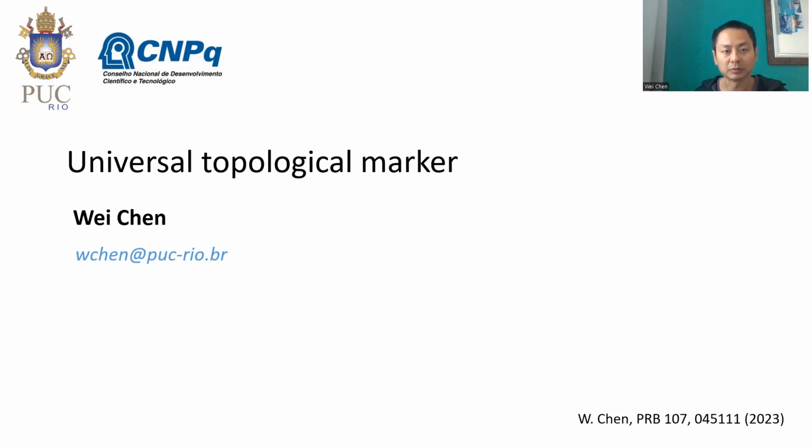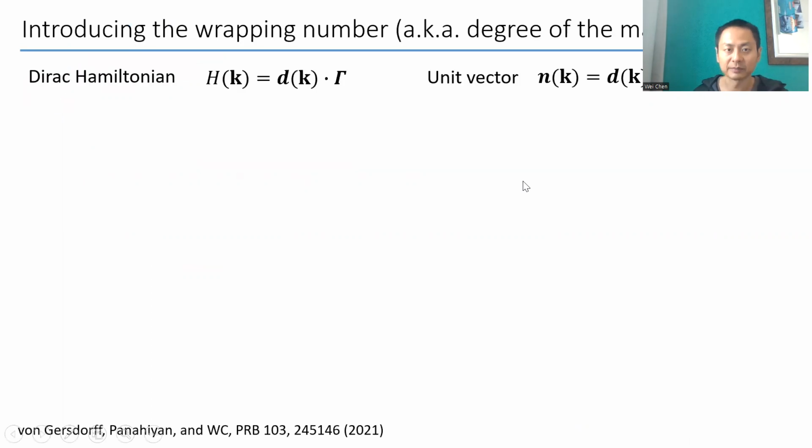In this video, I would like to share with you our recent work on the issue of how to construct a universal topological marker to calculate the topological order directly from lattice models in any dimension and symmetry class. So the issue of universal topological invariant has been introduced in my previous video. If you're interested, please have a look. And here I would like to briefly summarize how it works.